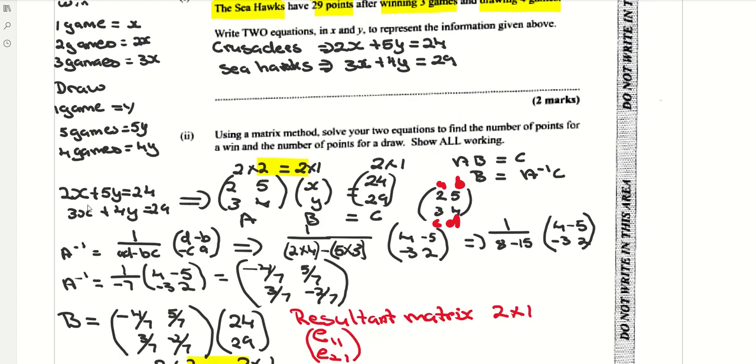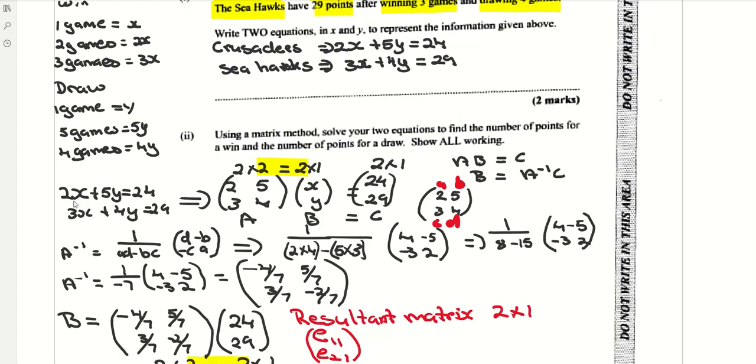You cannot have x first and then y in your first equation, and then y first and then x in your second equation. We cannot do that. You have to make sure x is first and then y. So you would take the coefficients of your unknowns, which are 2, 5, 3, 4. This is how we got our 2 by 2 matrix.